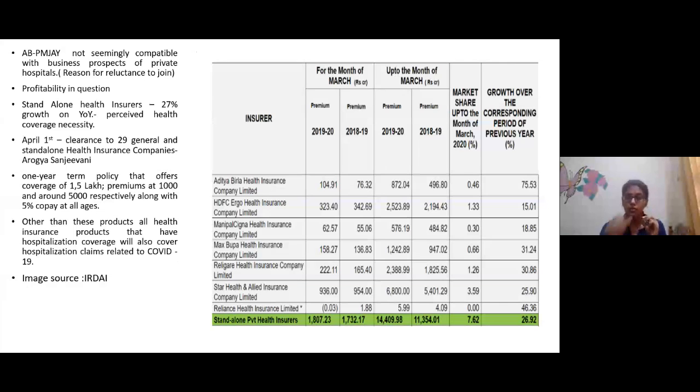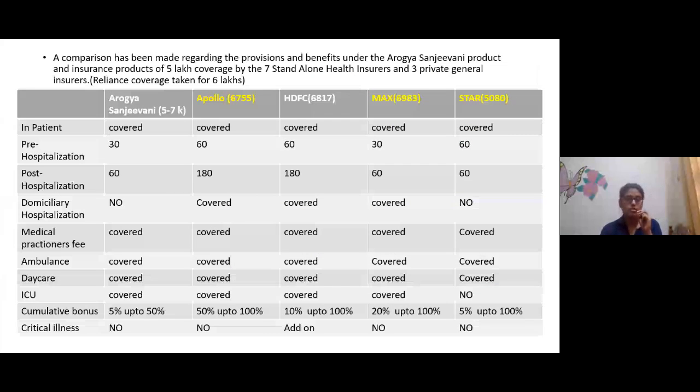So what I'm going to do here is a comparison of the provisions and benefits under the Arogya Sanjeevani product and the insurance products of 5 lakh coverage for 7 standalone health insurers and 3 private general insurers. The yellow highlighted ones in this slide and the next slide show the standalone health insurers.